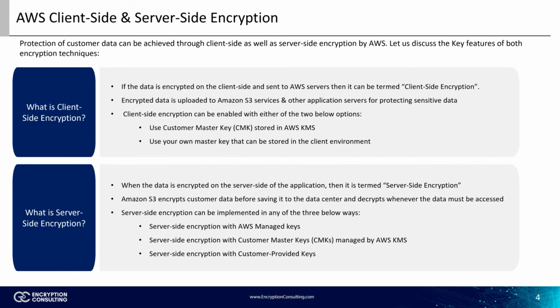What is server-side encryption? When data is encrypted on the server side of an application, then it is termed server-side encryption. Amazon S3 encrypts customer data before saving it to the data center and decrypts it whenever it is required to access. Server-side encryption can be implemented with AWS managed keys, customer master keys managed in AWS KMS, or with customer provided keys. Now, let's take a look at client-side encryption in AWS and the different options it offers and how to implement them.